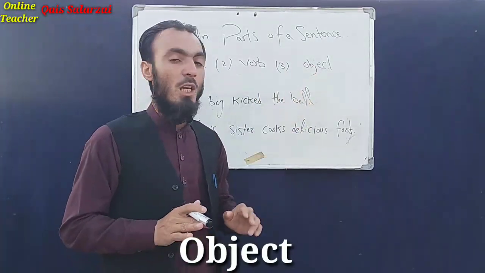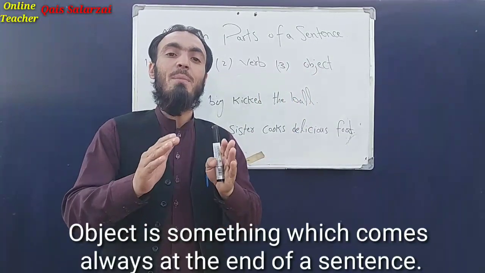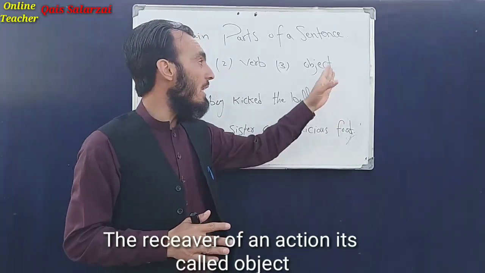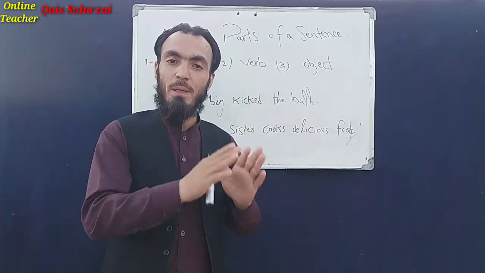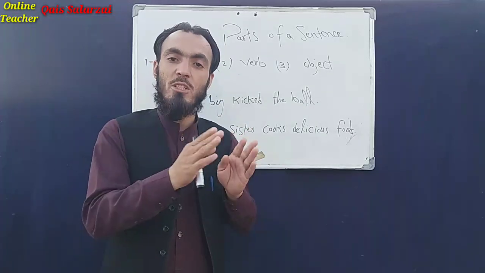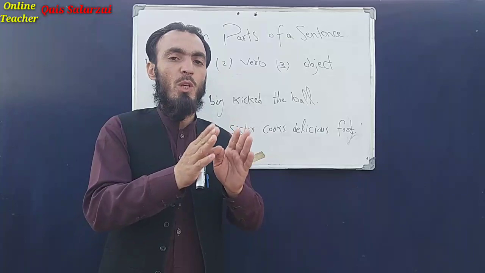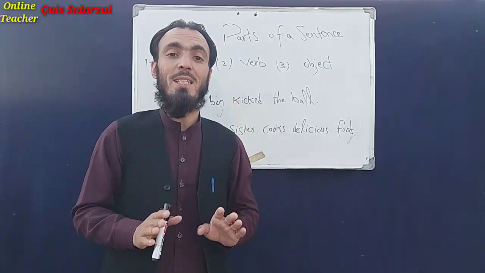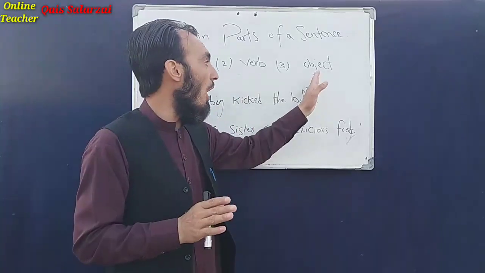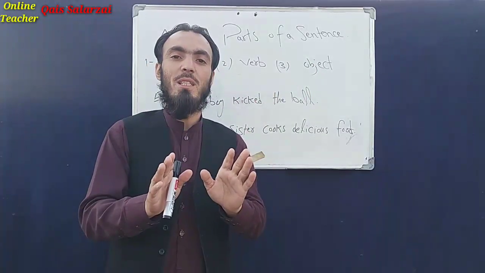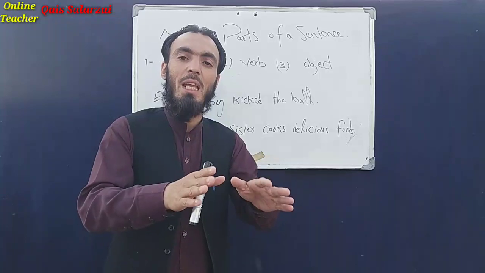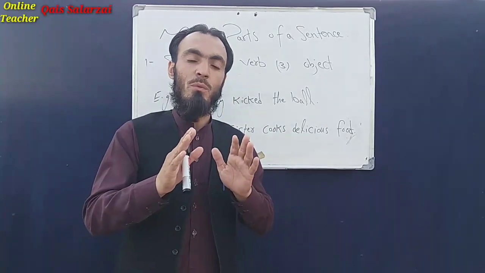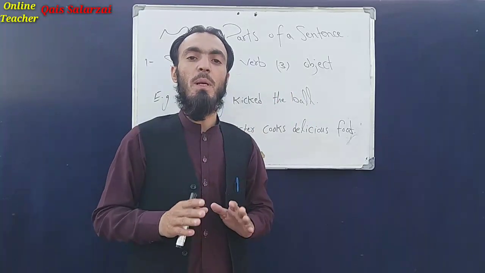Now what is object? Object is something which comes always at the end of a sentence, meaning the receiver of an action, and this object may also be called complement of the sentence, or rest of the sentence. But there is a difference between object, complement and rest of the sentence, which we are not going to discuss here. But remember one thing, that object, complement and rest of the sentence are the same. They always come at the end of a sentence, and they come to receive an action. These are the 3 main parts of a sentence.